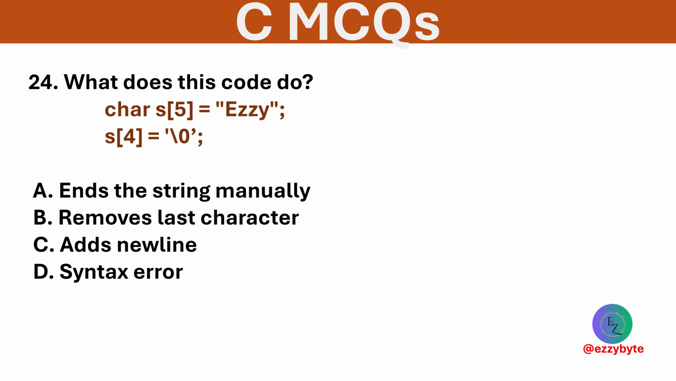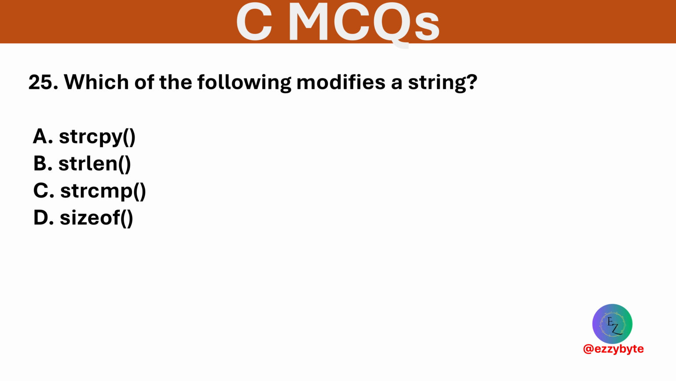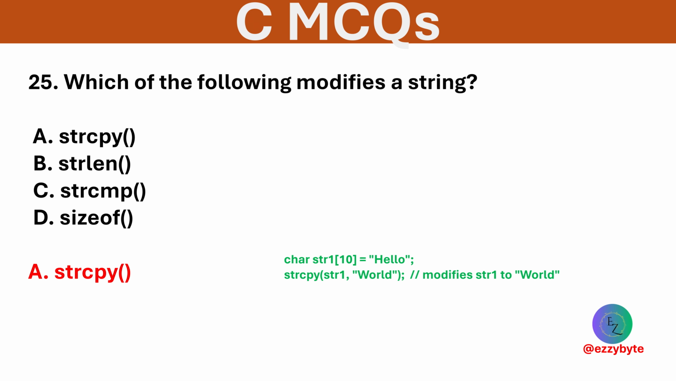What does this code do? Options are ends the string manually, removes the last character, adds a new line, and syntax error. Option A is correct. It manually adds the string terminator. Which of the following modifies a string? Options are strcpy, strlen, strcmp, and sizeof. Option A is correct. The strcpy function copies and modifies the destination string.